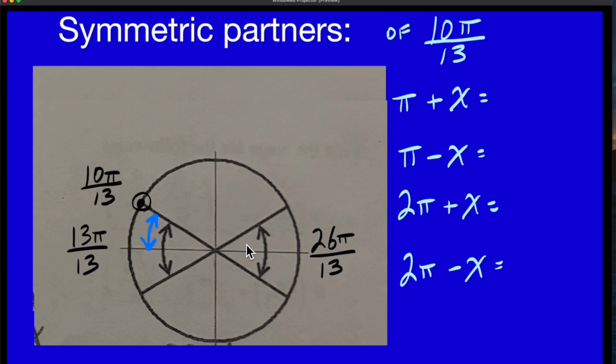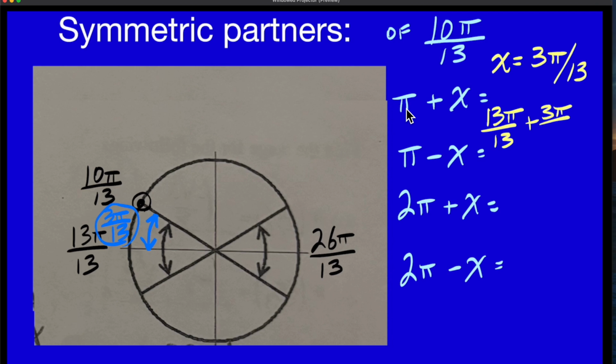So for this problem, 3 pi over 13, which is the distance between 10 pi and 13 pi, is going to be our x all throughout the rest of this problem. So x is going to equal 3 pi over 13. So let's go ahead and compute the symmetric partners. In the world of 13s, we're going to change pi to 13 pi over 13. We're going to add 3 pi over 13, and we're going to get 16 pi over 13. That's going to put us right here. That is our first symmetric partner.